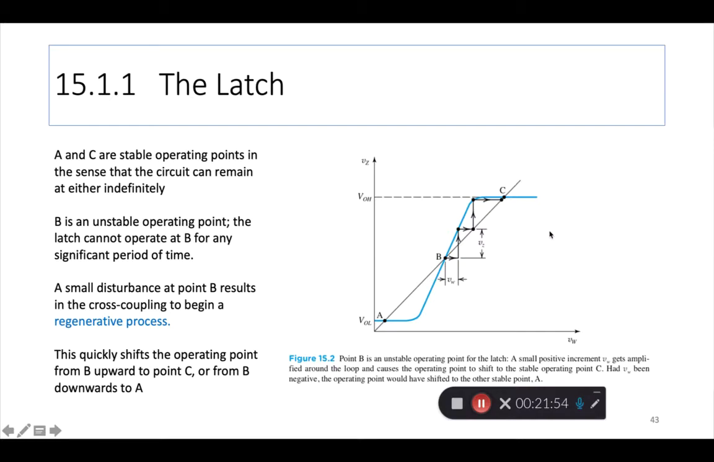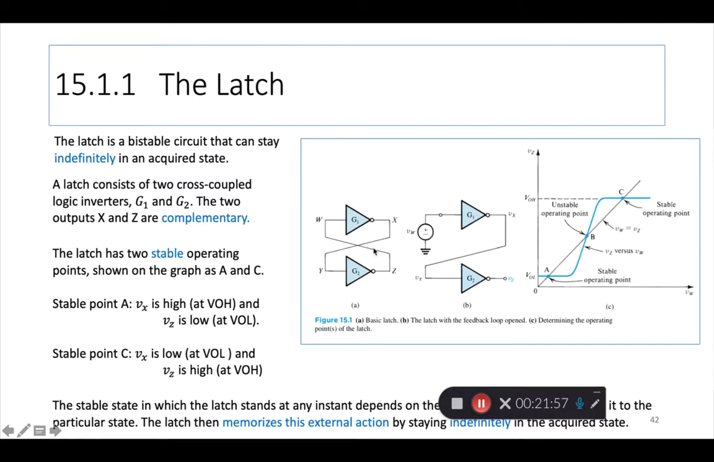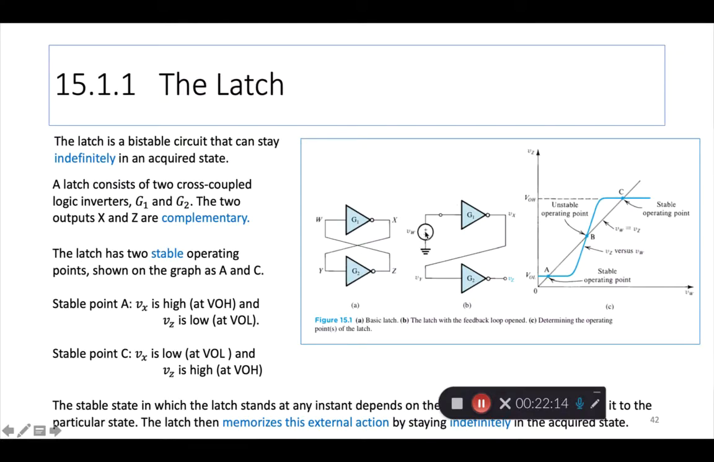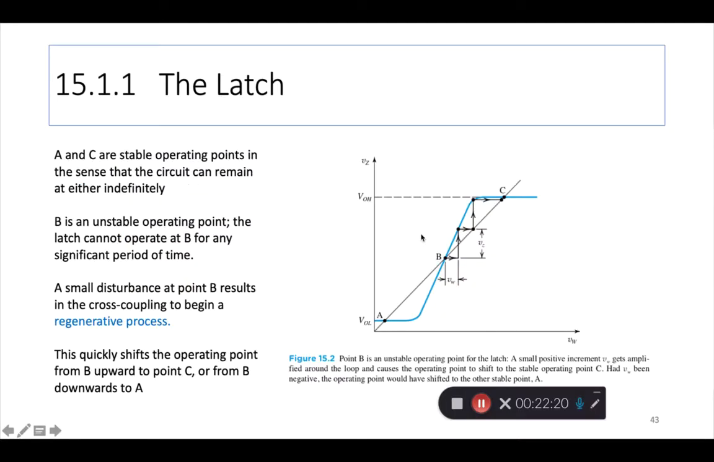Why? Because of the cross-coupling property. Okay, so a small disturbance at B, right? Let's say some very small signal, microvolts, hits the input, this input VW, and the voltage at W changes slightly, nanovolts. So because of the slight disturbance and the amplifiers in the circuit, the disturbance starts getting bigger and bigger. It gets amplified.